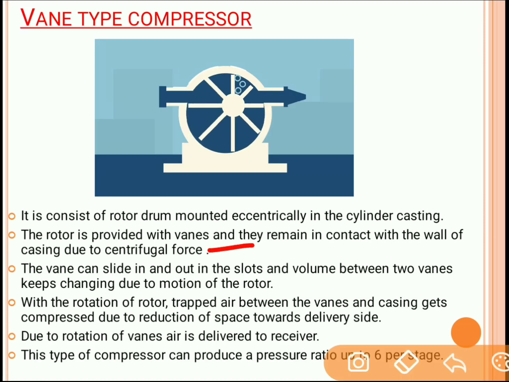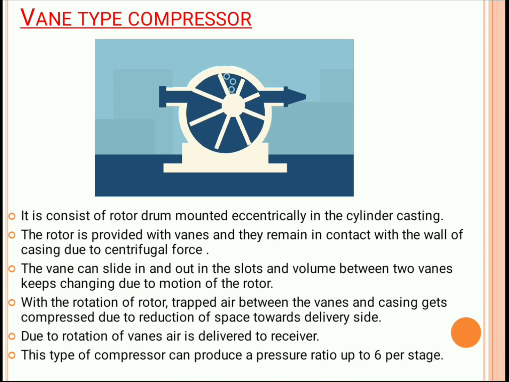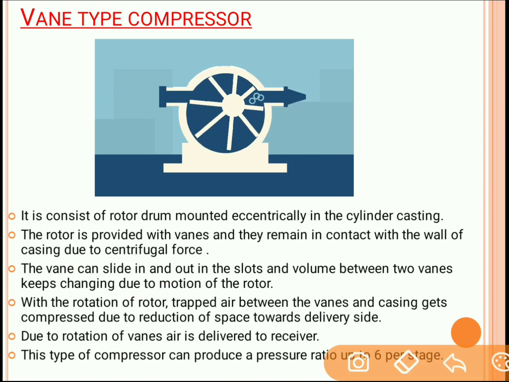The rotor is provided with the vanes and they remain in contact with the wall of the casing due to centrifugal force. This vane is nothing but a radially outward device, which can slide in and out in the slots, and the volume between the vanes keeps on changing due to the motion of the rotor. And with the rotation of the rotor, the trapped air between the vanes and the casing gets compressed due to the reduction of space towards the delivery side.